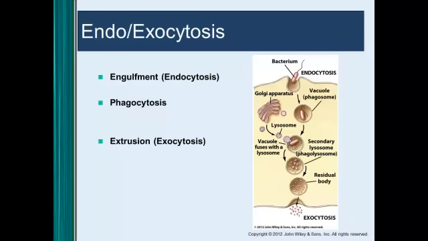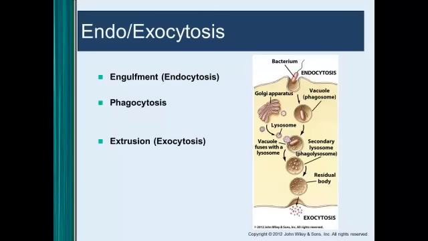If the vesicles inside the cell fuse with the plasma membrane and extrude their contents from the cell, then this is known as exocytosis. And you can see here an illustration of both processes of endo and exocytosis. Again, endocytosis is the process of taking materials into the cell, whereas exocytosis is the process of releasing them from the cell.